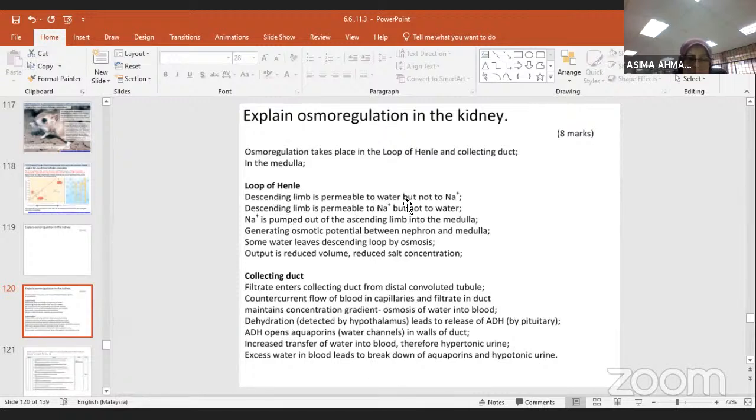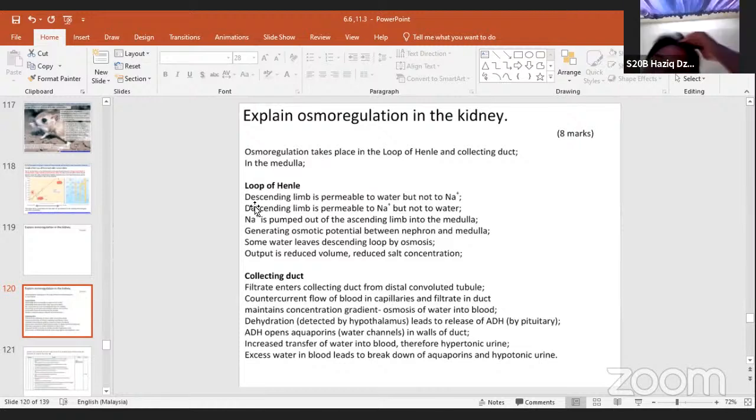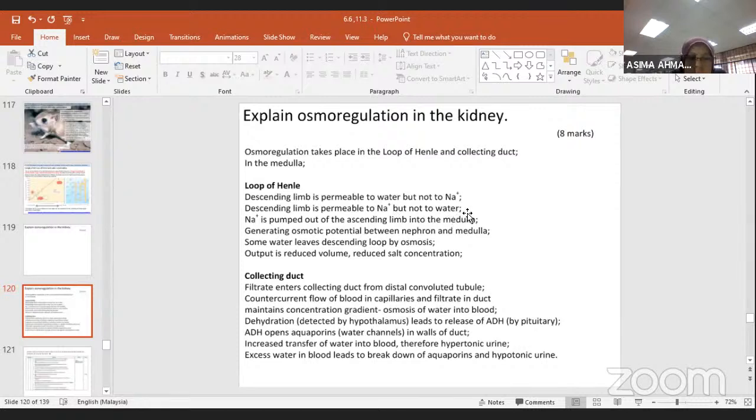So descending limb, permeable to water but not to salts. Descending limb, permeable. Is there any mistake here? Yes, this one, what should it be? Permeable to sodium. Ascending limb. It should be: ascending limb is permeable to sodium ion but not to water.